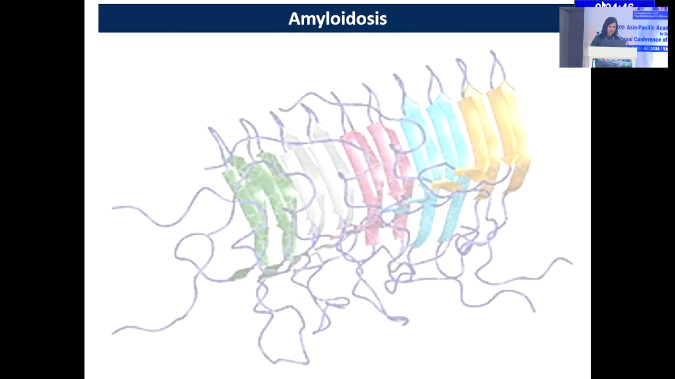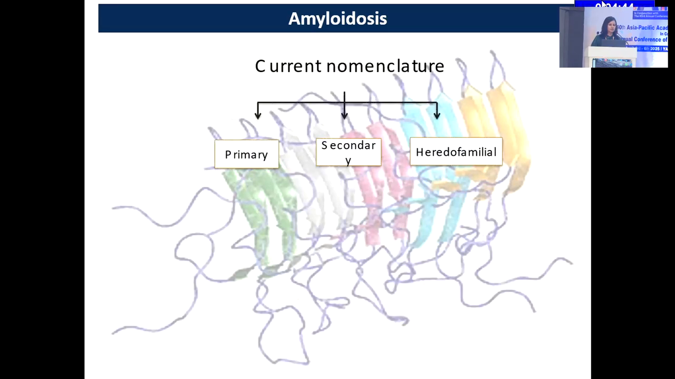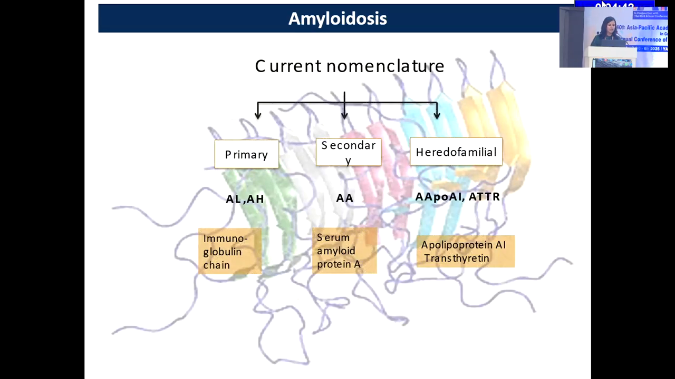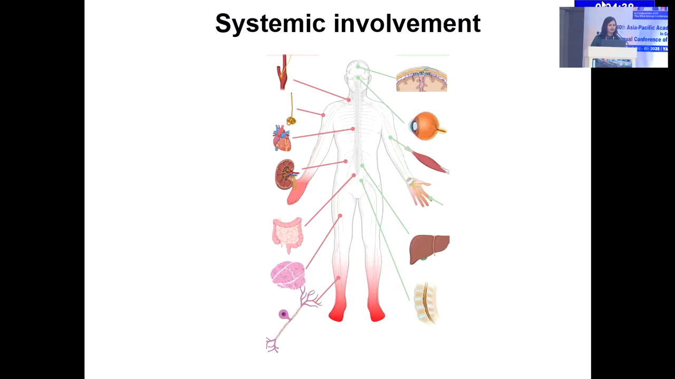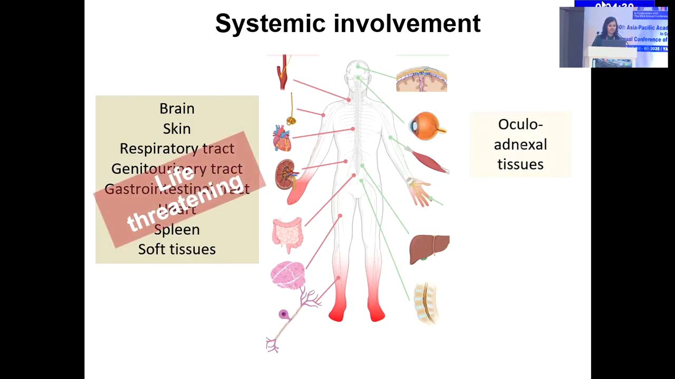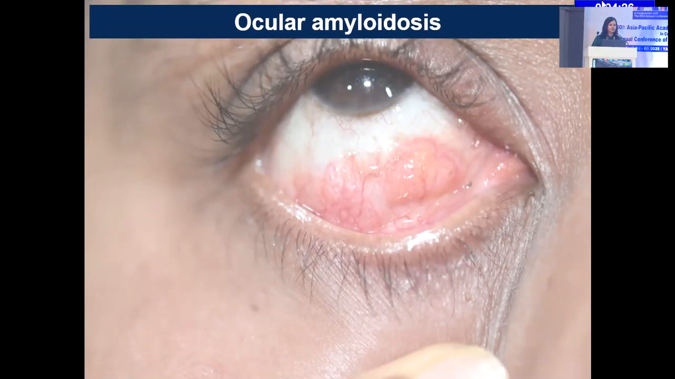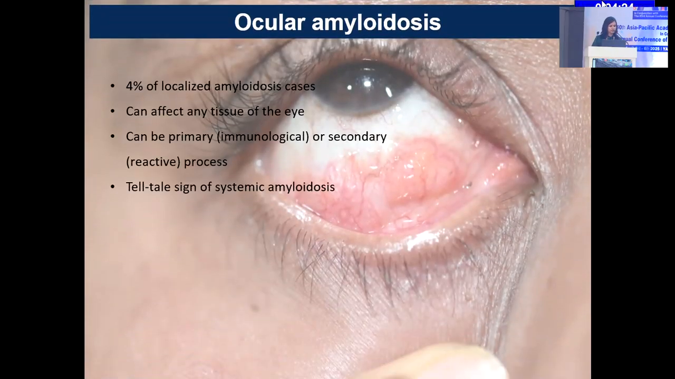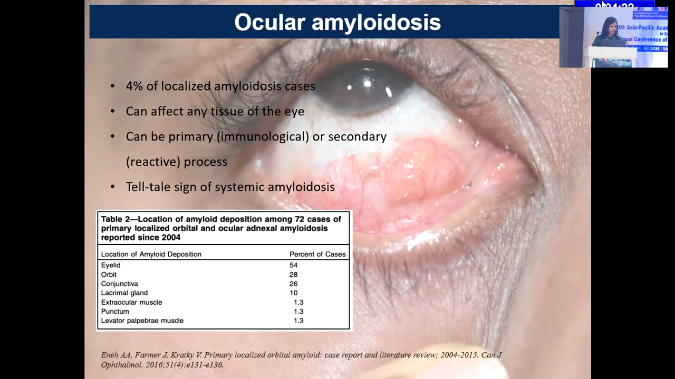So the current nomenclature of amyloidosis includes primary, secondary, and heredofamilial, which actually depends on the protein that has been deposited. The main concerning factor about amyloidosis as a disease is the systemic involvement, wherein the major organs can get involved and which can be life-threatening. The ocular adnexal tissues, when involved, can eventually lead to systemic involvement. Ocular amyloidosis is just 4% of the localized cases. It can affect any tissues of the eye.